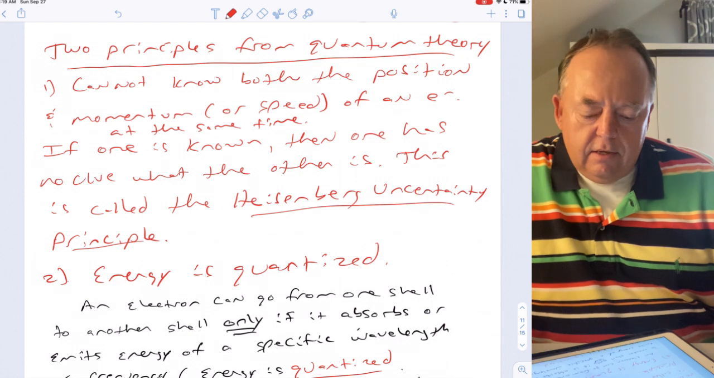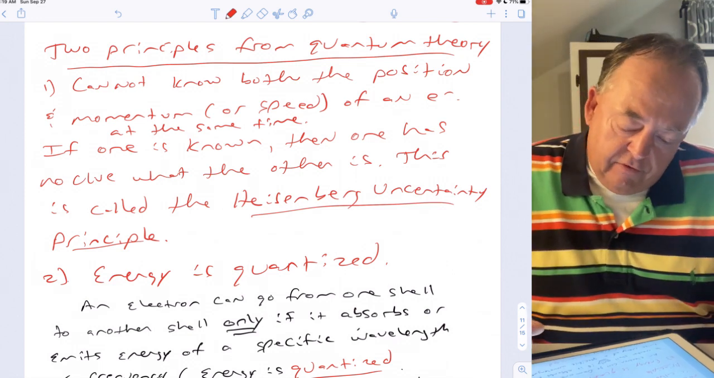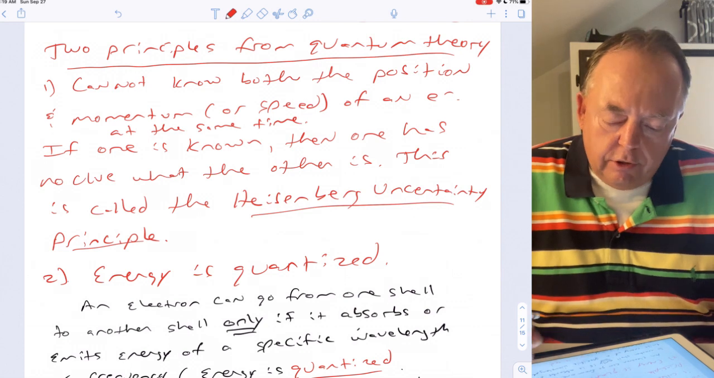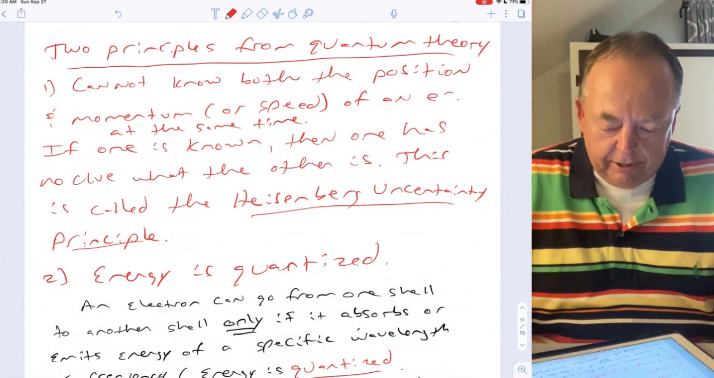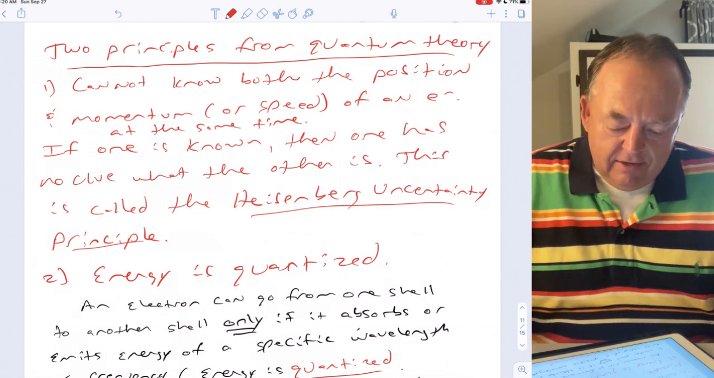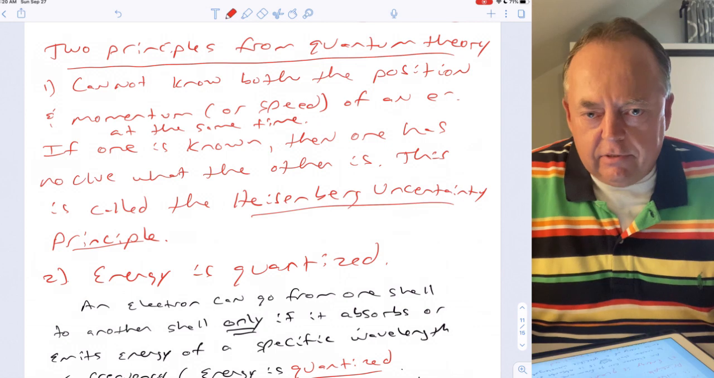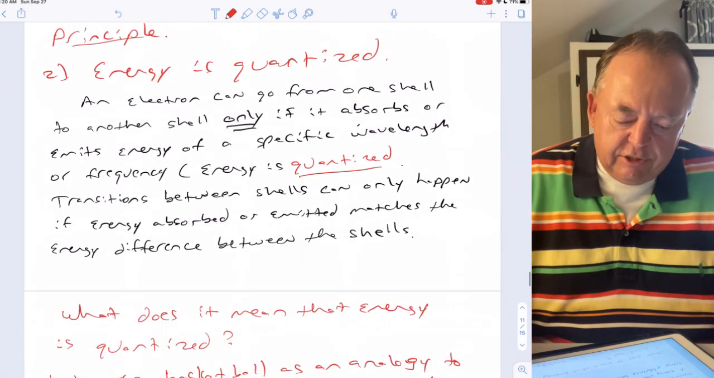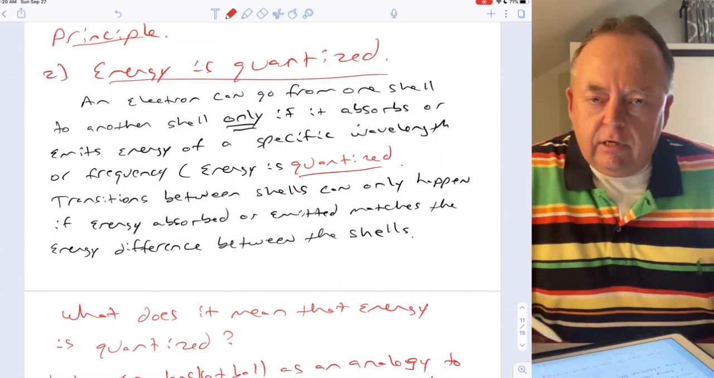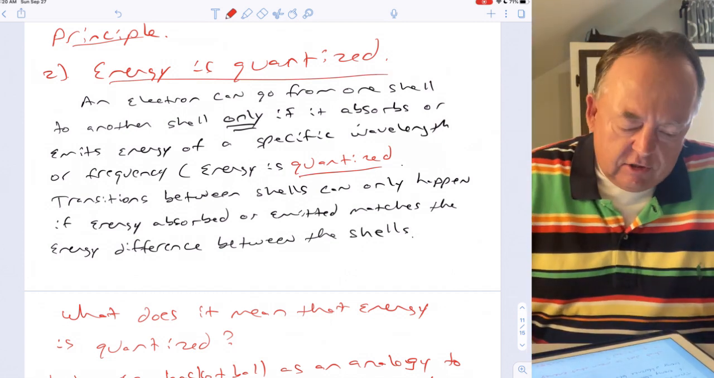Right? If you know one, then you don't know what the other one is. If you know how fast the electron is going, you have no idea where it is. If you did the calculation, it would show that the error in knowing where the electron is at is bigger than the size of the atom itself, right? And the other basic principle is that energy is quantized, and we've said a little bit about this. So this is where we'll end the lecture, just explaining what this concept means.